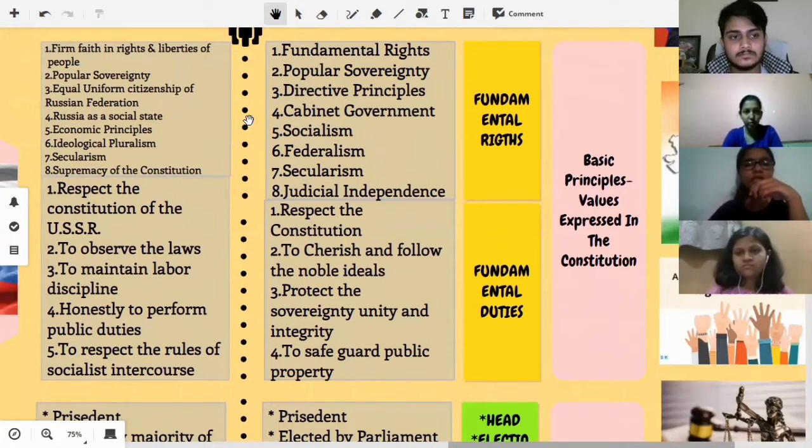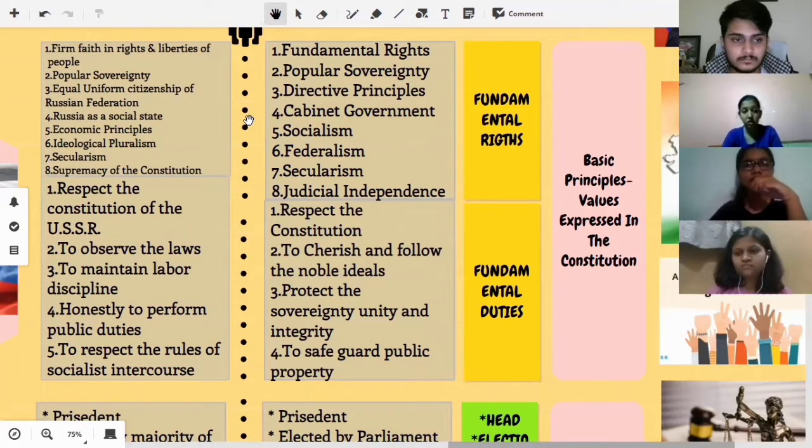Fourth is Russia as a social state. Russia is a social state committed to create through its policies to develop a system of social services and to establish government pensions, benefits and other social security guarantees. Fifth is economic principles. Guarantees economic space, free movement of goods and services and financial resources. Sixth is ideological pluralism. It recognizes political pluralism, multi-party system, and legal equality of all political associations.